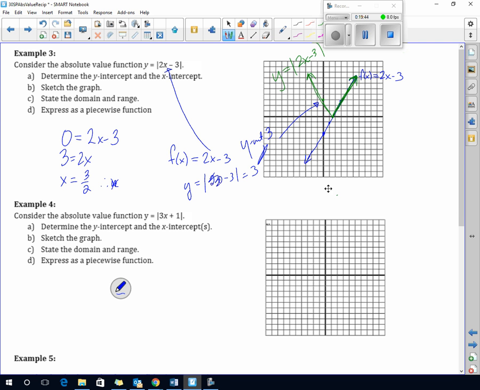Okay. What's the domain and range of the absolute value function? What's the domain of the absolute value function? Yeah, negative infinity to infinity. Very good. Okay, what's my range? Yes, 0 to infinity. Very good. That's going to happen every single time because we're not going to have any negative y's, right?